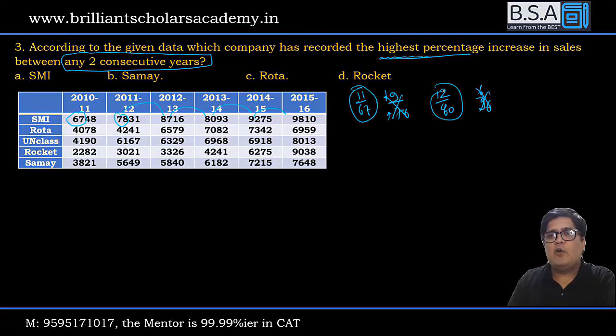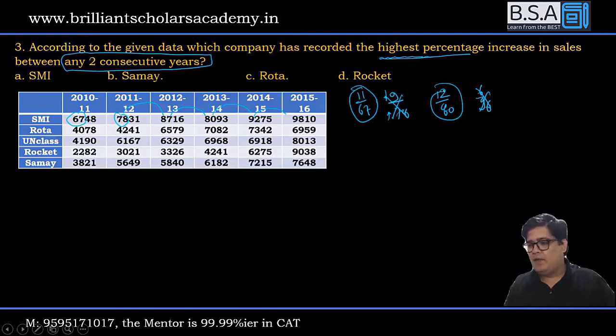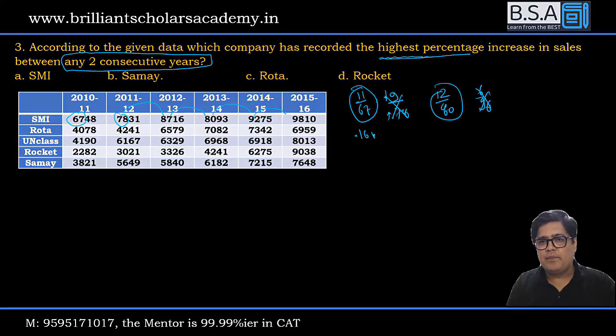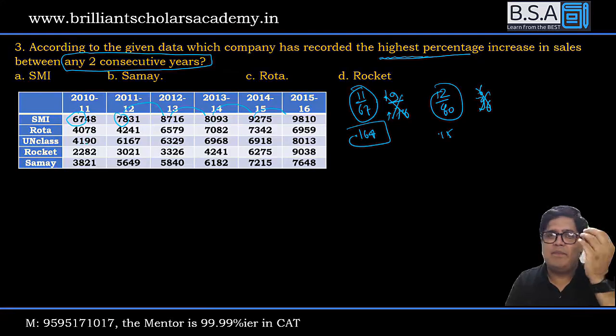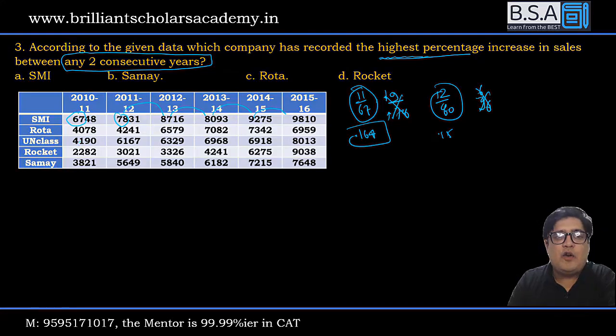Divide these and keep them aside. I'll also fire up the calculator. 11 divided by 67. This is 0.164. I don't have to divide fully, we're just comparing increases and decreases. 12 divided by 80 is 0.15. So 0.16 is the highest value for SMI. Let's see. Now for rota, there's an increase of 2 on 40.